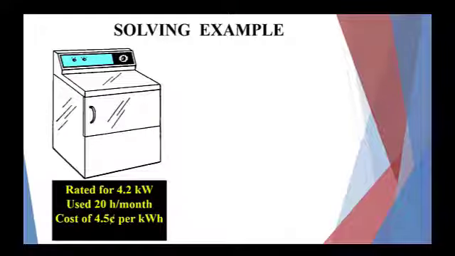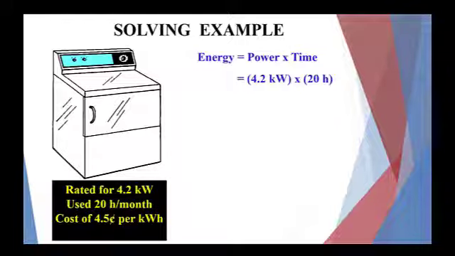Here's a problem where I'd like to know how much a device will cost me to use for a month. In order to do that, I need to know how much I'm being charged for the energy. This particular device is rated at 4.2 kilowatts. And I'm going to be using this device for 20 hours each month. So I can figure out the cost if I know that the power company charges me 4.5 cents per kilowatt hour. Then I simply do the math.